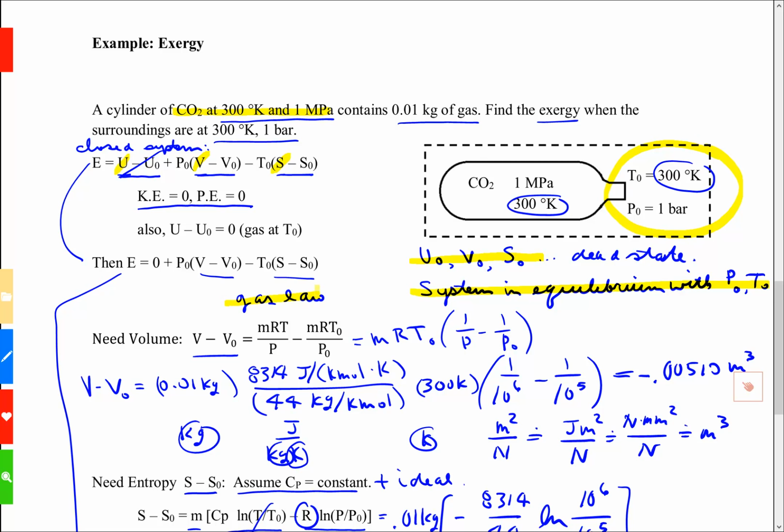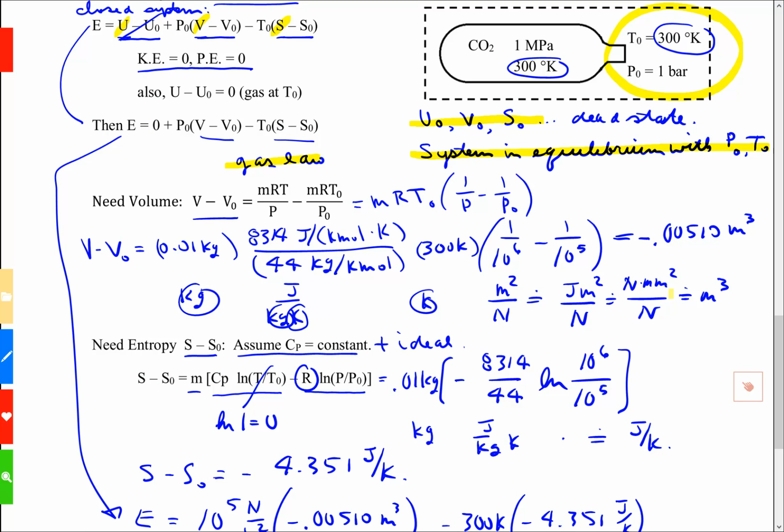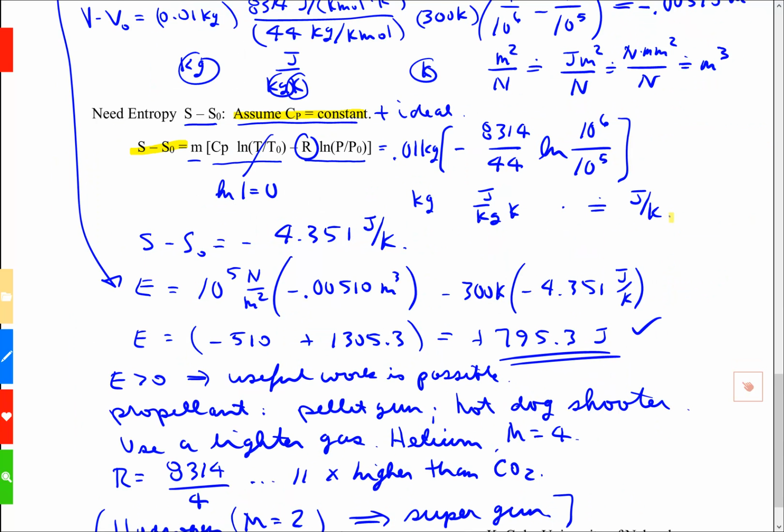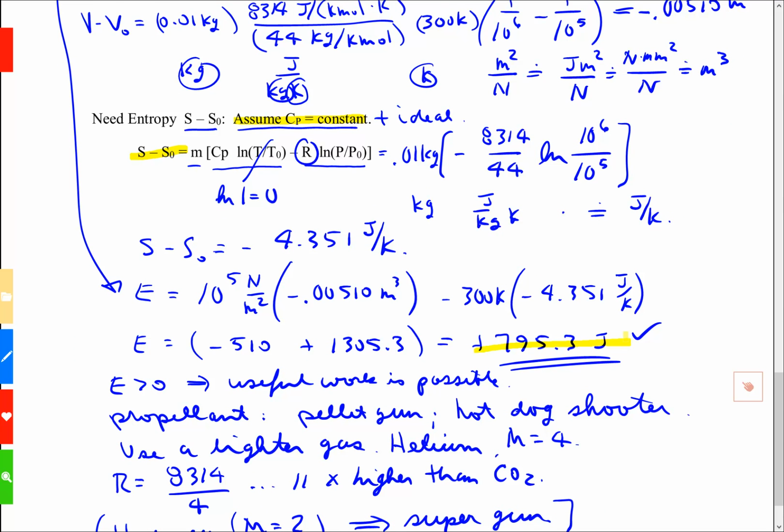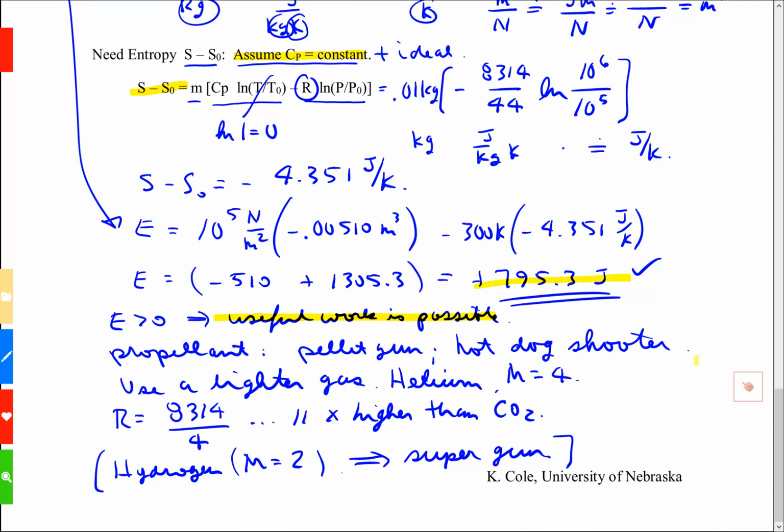We used the gas law to find the volume change. We used specific heat equals constant theory to find the entropy change. We found that the exergy was positive. So that means that useful work is possible for this system. And the size of the exergy tells us the amount of useful work that's possible. That's one of the uses of exergy. And if you remember that the size of the exergy tells us the amount of useful work, then all will be well.